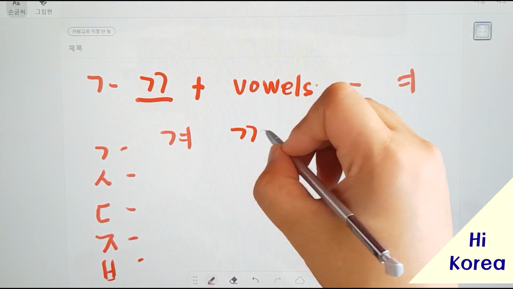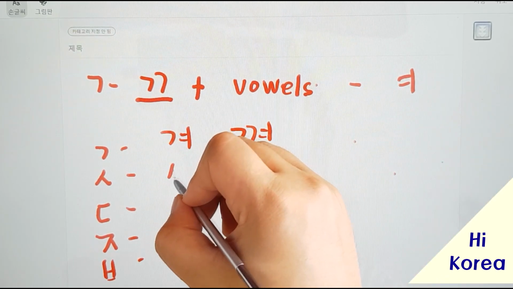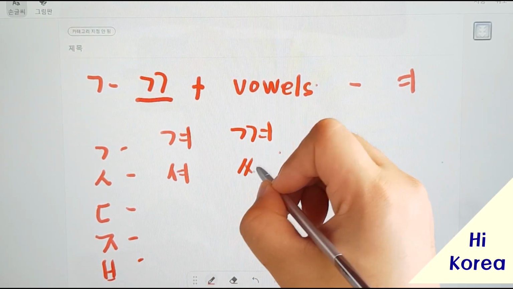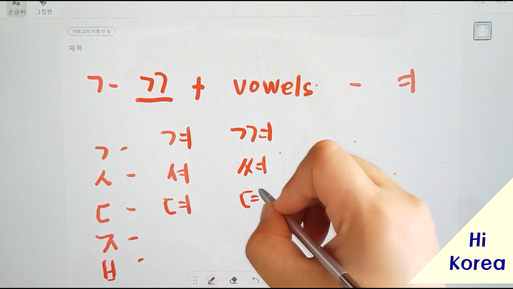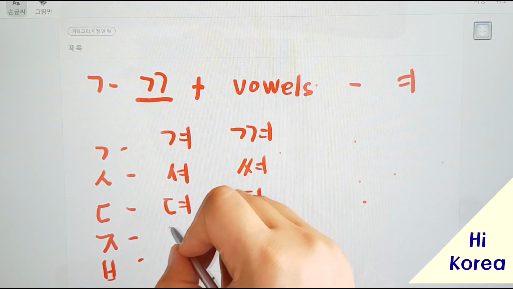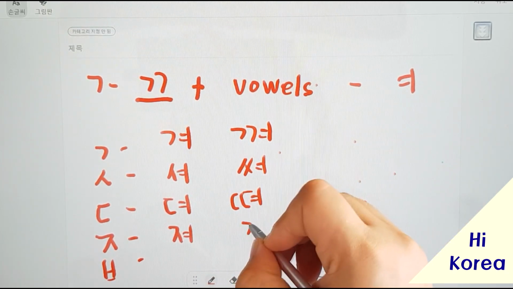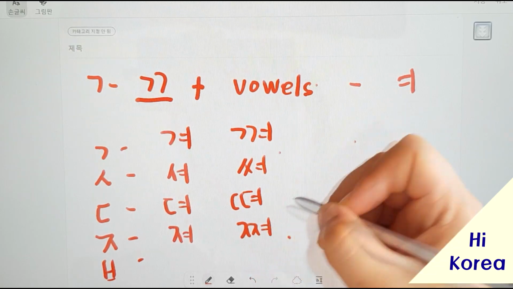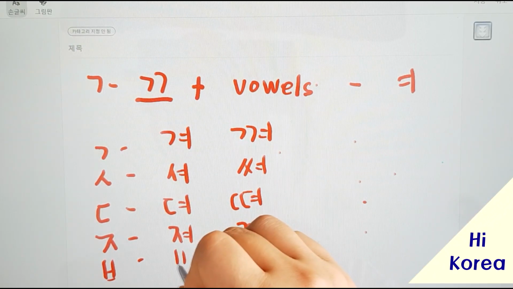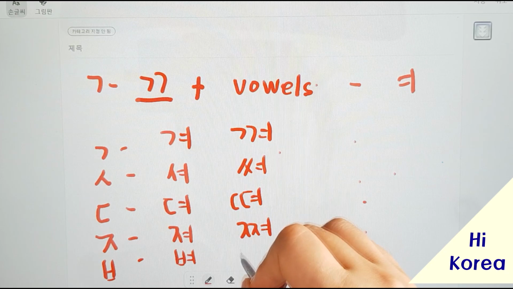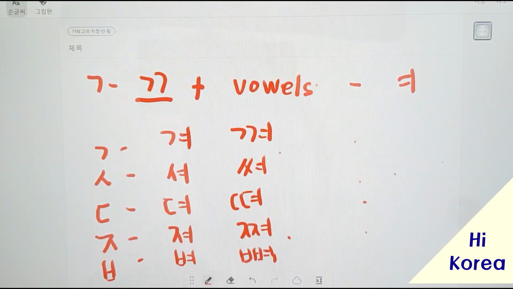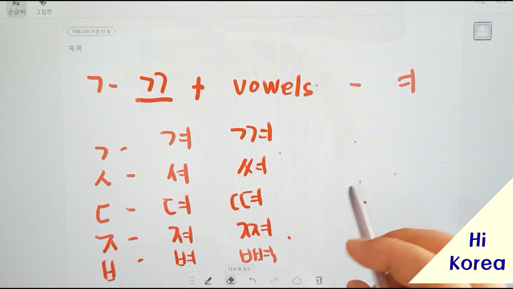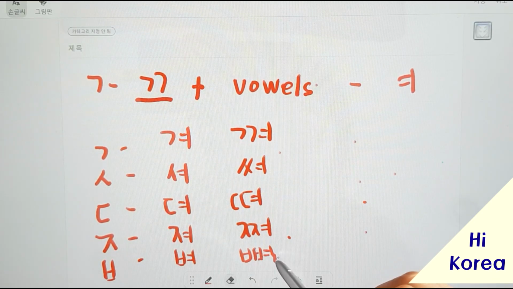Gyo. And if double G, Gyo. Jo. Pyo. Okay, that is how you add the vowel with the double consonant.